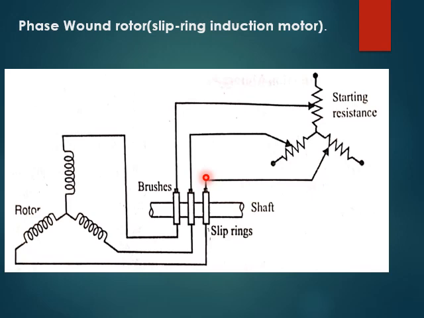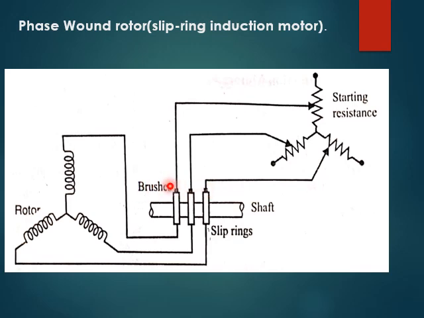We'll be looking at the phase wound rotor. It consists of a laminated cylindrical core having uniform slots on its periphery. It carries a three-phase star connected winding, which is placed in these slots. The open ends of the star winding are brought out and connected to slip rings, which are mounted on the shaft, with one brush resting on each of the slip rings.